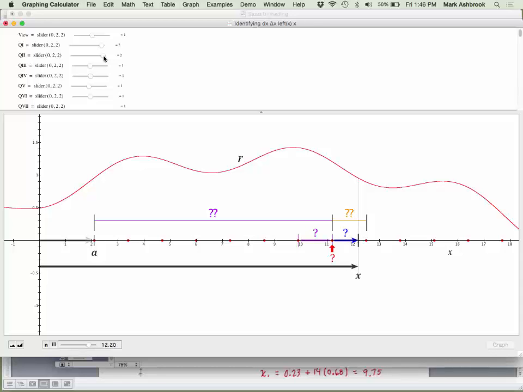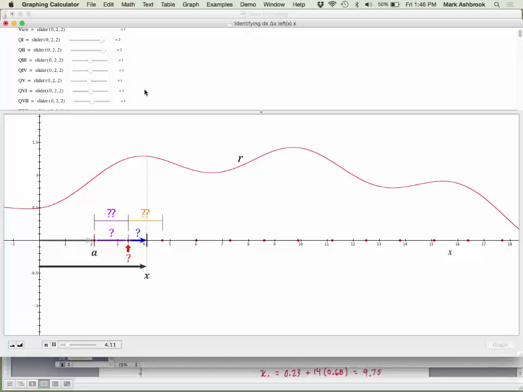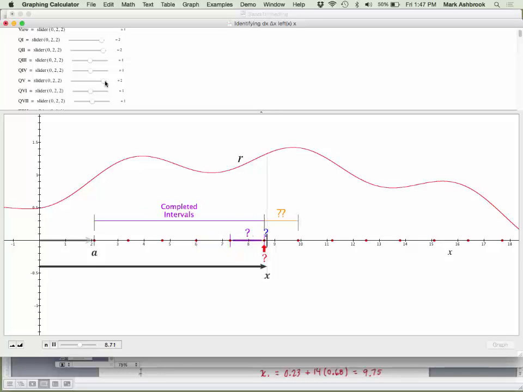Okay, then next we looked at this object here, double question mark. What are those? The large purple one. Completed intervals. That's what those are. And then what is the value?